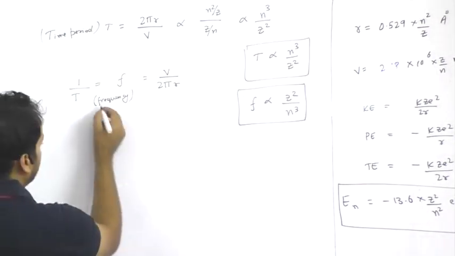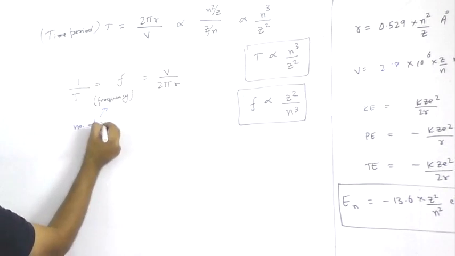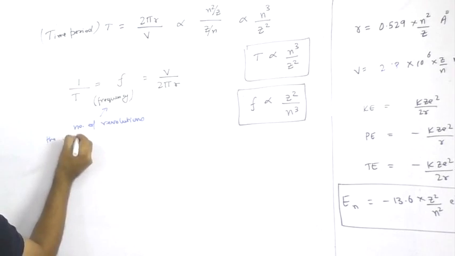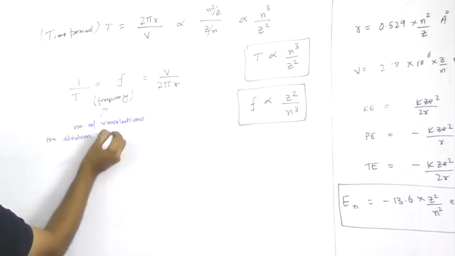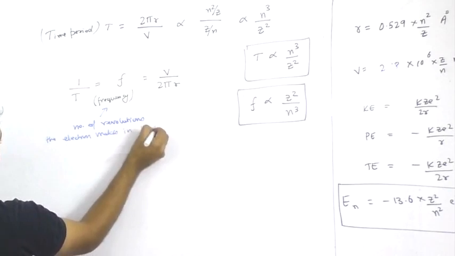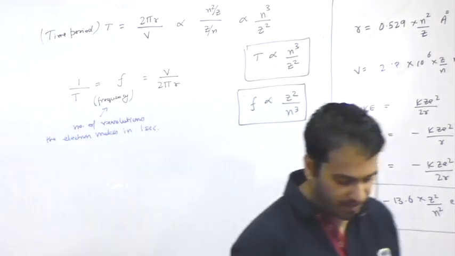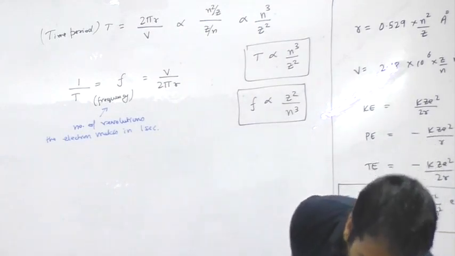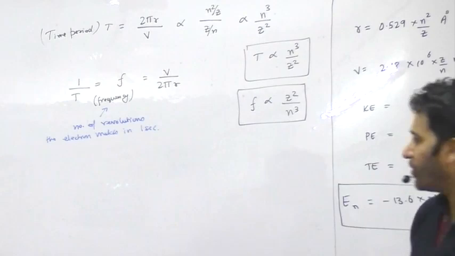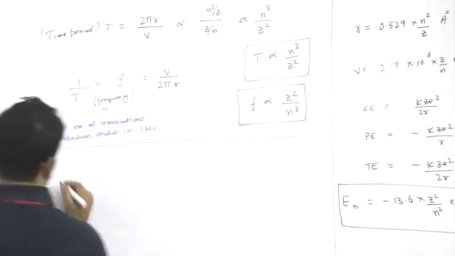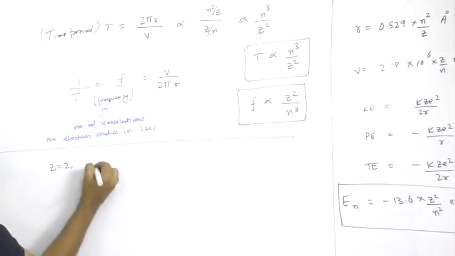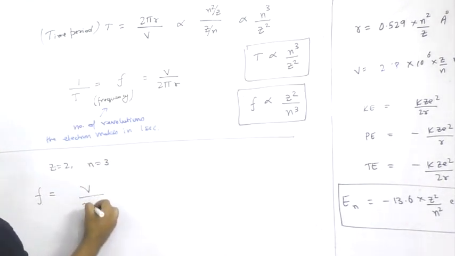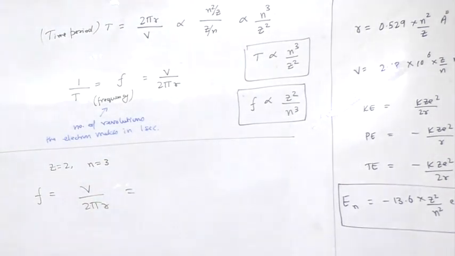What is this frequency? This frequency is the number of revolutions the electron makes in 1 second around the nucleus. So calculate this value. Calculate the frequency of an electron in the third orbit of helium plus atom. Please do this for me. Z equal to 2, orbit is 3. Calculate the frequency of this electron. Please put in the values v upon 2 pi r. Please solve this.